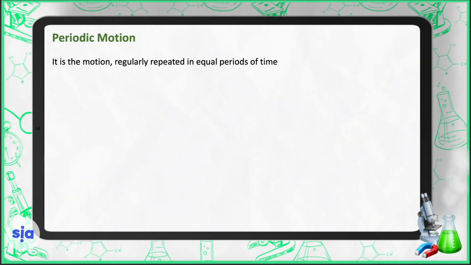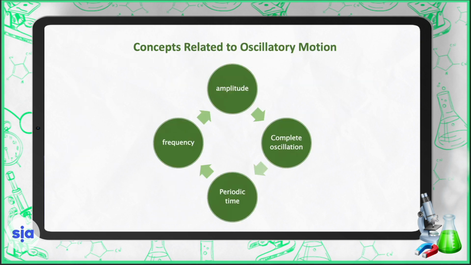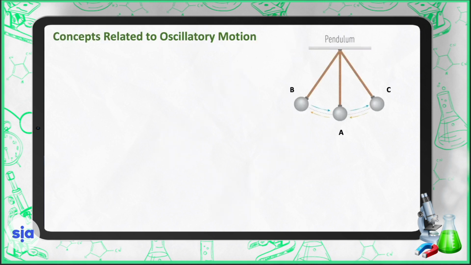Today we are continuing discussing oscillatory motion. We know that the periodic motion is the motion that is regularly repeated in equal periods of time, like the oscillatory motion and the wave motion. And we are still discussing concepts related to oscillatory motion. Now we are going to talk about the complete oscillation.